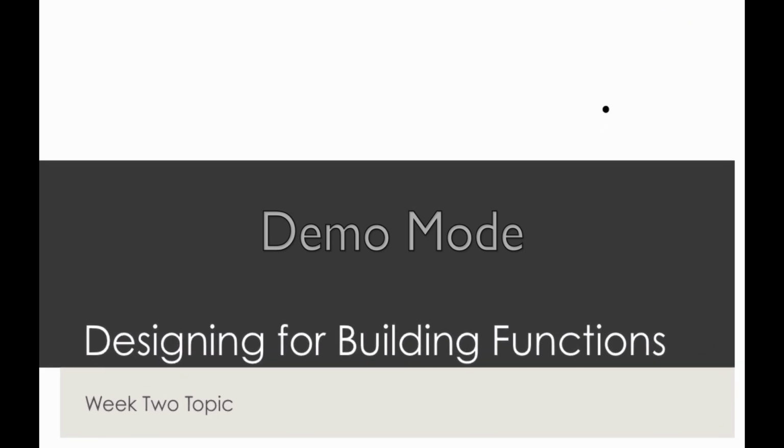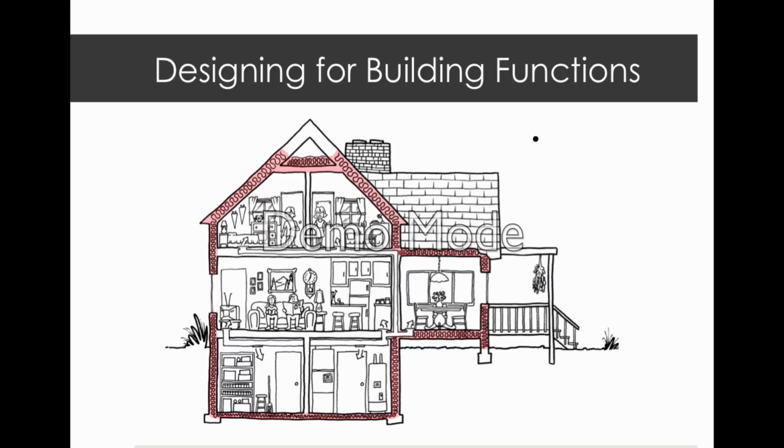Hi everybody, this video topic is designing for building functions, and what we're going to talk about is how the shape of the structure helps aid in the function of the building or the use of the building. So first we're going to start talking about what's called the building envelope, and it's this area here that's been highlighted in red, and it's the perimeter of the structure. So the floors, the walls, the roof, the doors.